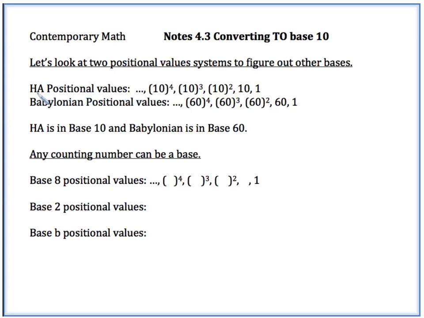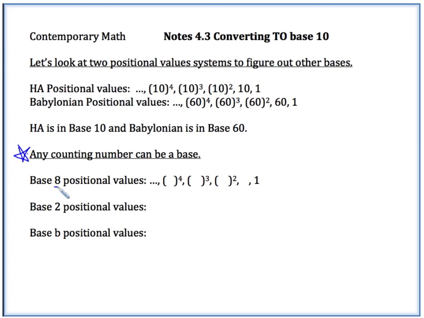So we've already talked about the Hindu-Arabic positional values, and these were 1, 10, 10 squared, 10 cubed, 10 to the fourth, or 1, 10, 100, 1,000, 10,000. We've also looked at the Babylonian positional values, and that was 1, 60, 60 squared, 60 cubed, 60 to the fourth. Okay, now the way it works is Hindu-Arabic is in base 10 and Babylonian is in base 60. Now it turns out that any counting number can be a base.